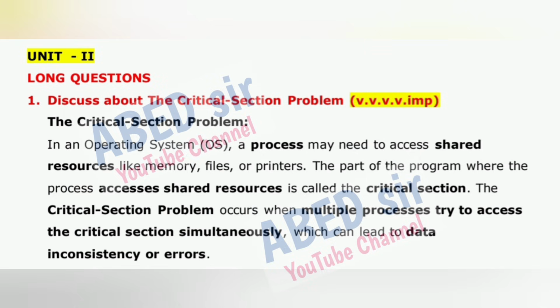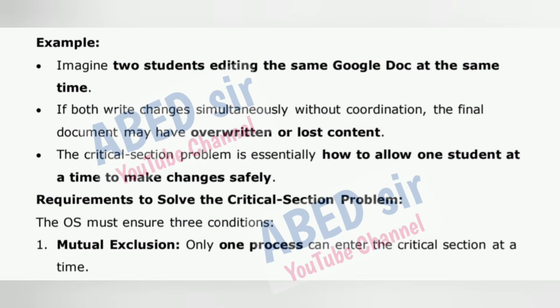The critical section problem. In an operating system, OS, a process may need to access shared resources like memory, files, or printers. The part of the program where the process accesses shared resources is called the critical section. The critical section problem occurs when multiple processes try to access the critical section simultaneously, which can lead to data inconsistency or errors.